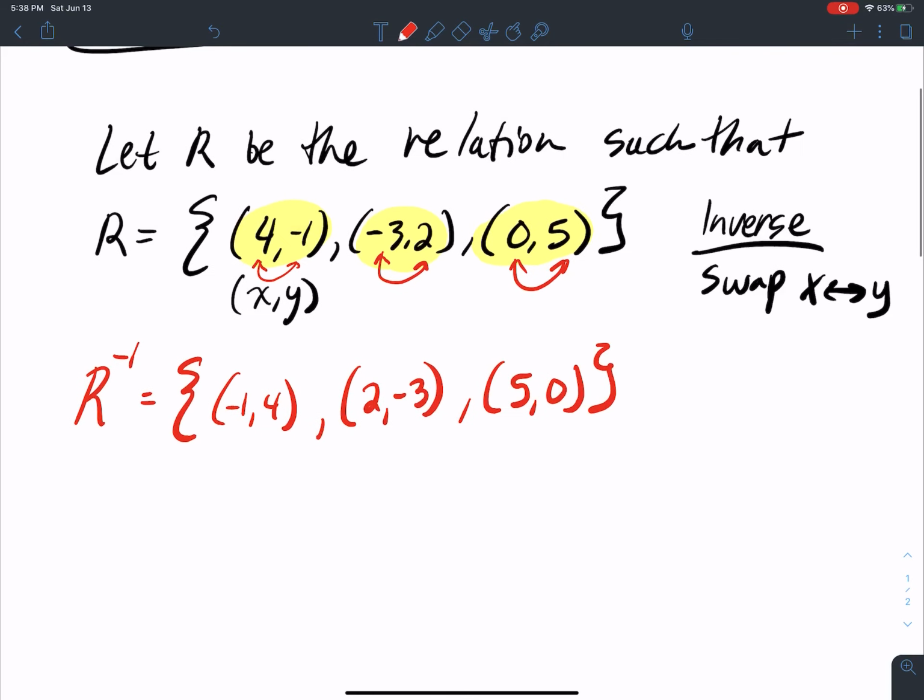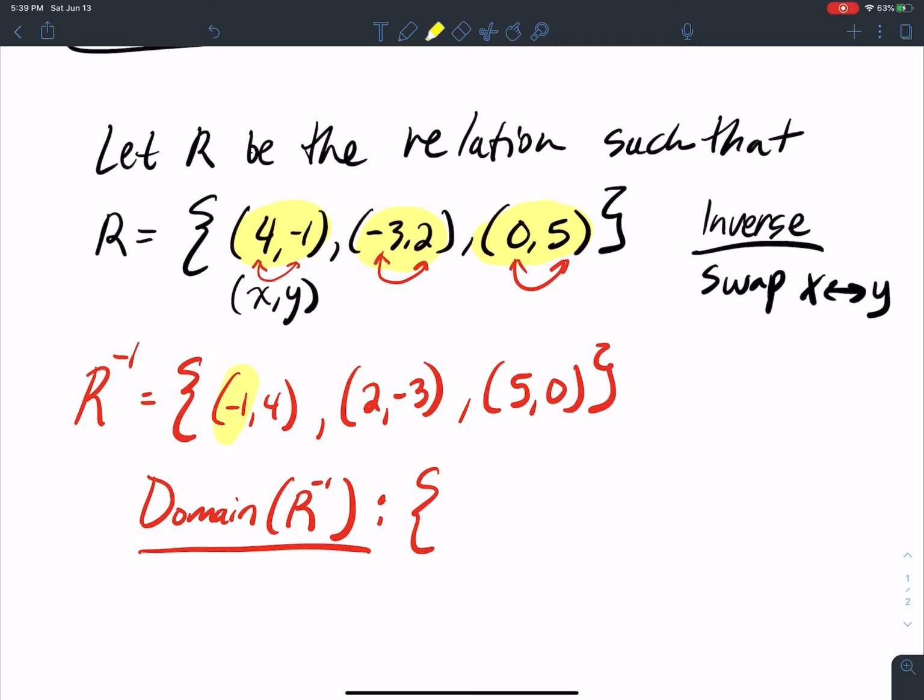So you might be asked to find the domain of the inverse function. Remember, the domain's your x's. So that's -1, 2, and 5.